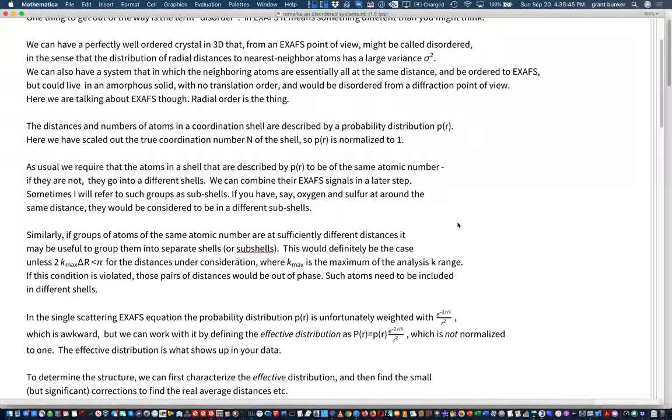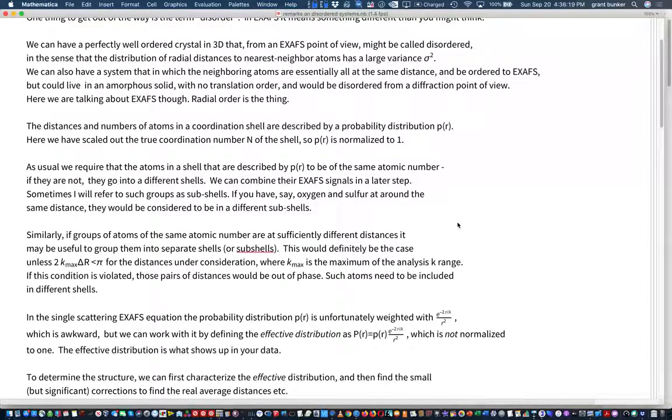A lot of the time I may refer to atoms of a different atomic number that are at about the same distance and go into different shells. You may call them subshells, or I may, because if you have, say, oxygen and sulfur at similar distances, they would be in different subshells because they have different atomic numbers. Also, if you have the same type of atom, but they're at significantly different distances, then you want to put them into different shells.